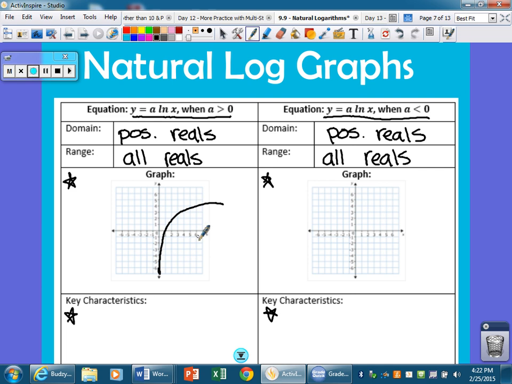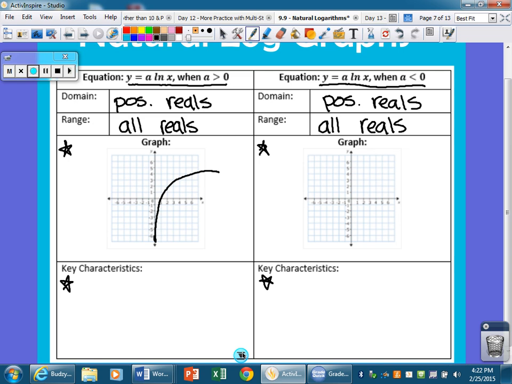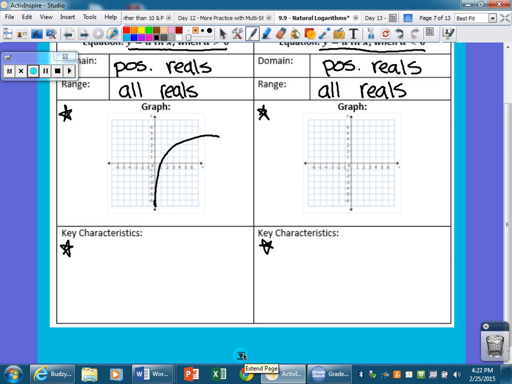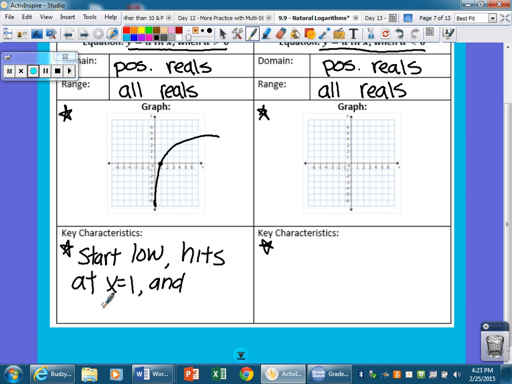Some key characteristics of it: it starts very low. So it's going to start way down low, and then it hits at x equals 1. See how it hits right here? There's a point right there. And then it just increases.